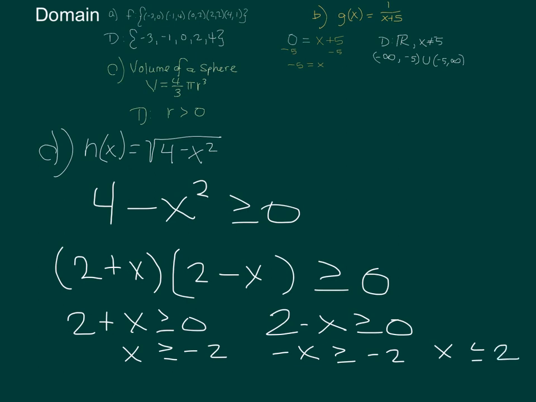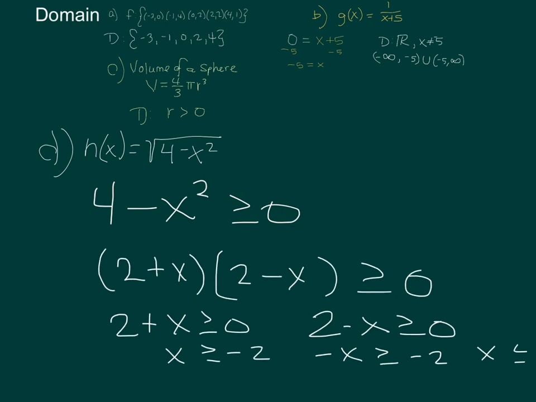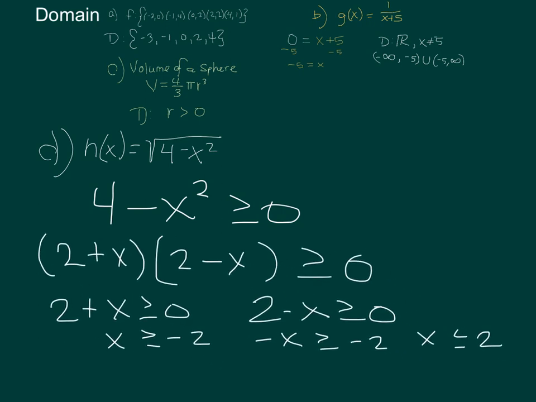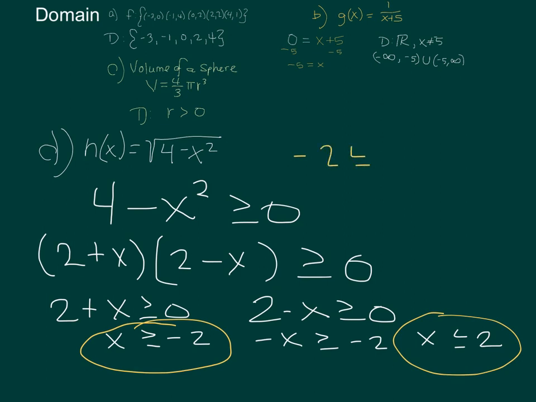In other words, I'm going to look at this constraint and that one. I've got -2 is less than or equal to x, and x is less than or equal to 2. So in other words, my domain is all of the numbers in between and including -2 to 2.